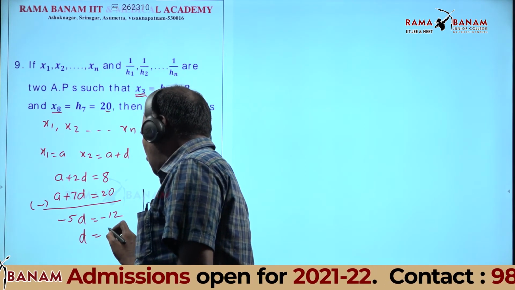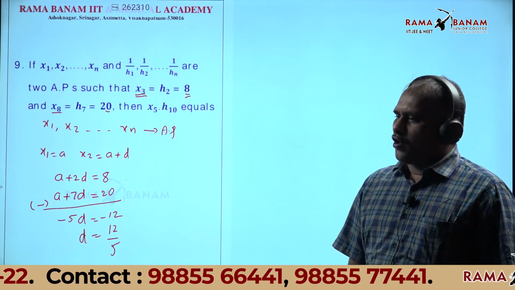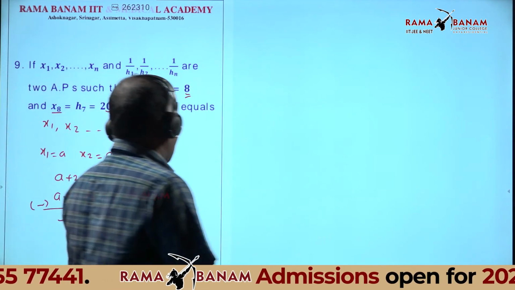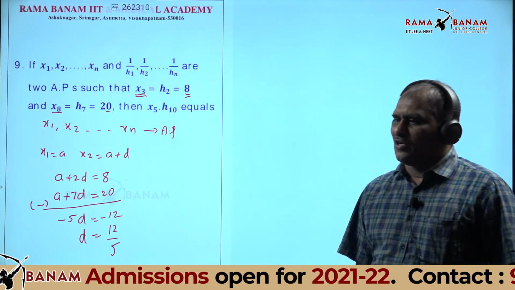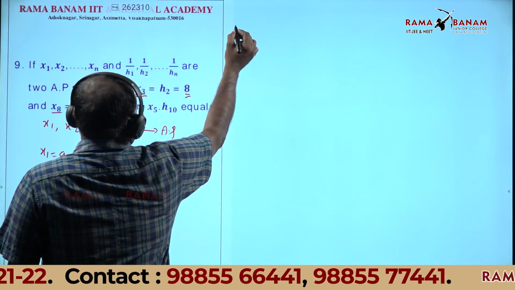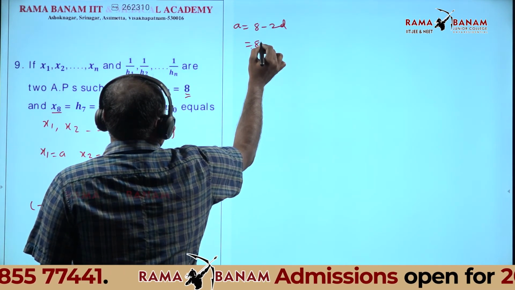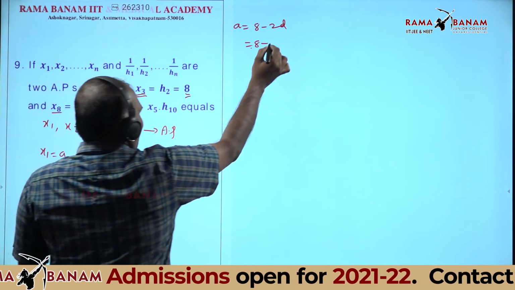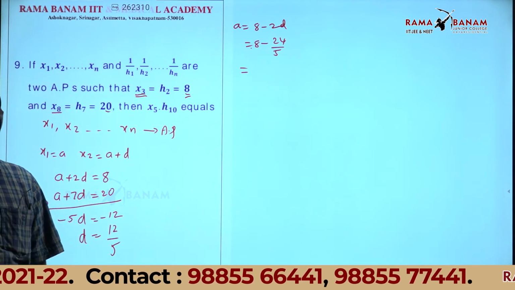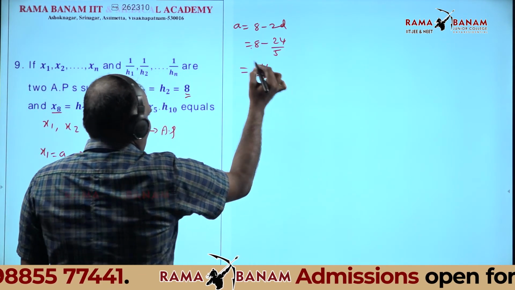What is the d value? That is 12 by 5. You know that d value is 12 by 5. Here observe: a plus 2d is equal to 8. You know the d value, find out the a value. What is a equal to? That is 8 minus 2d, that is 8 minus 24 by 5. 8 is equal to 40 by 5. 40 minus 24, what is that value? 16 by 5.